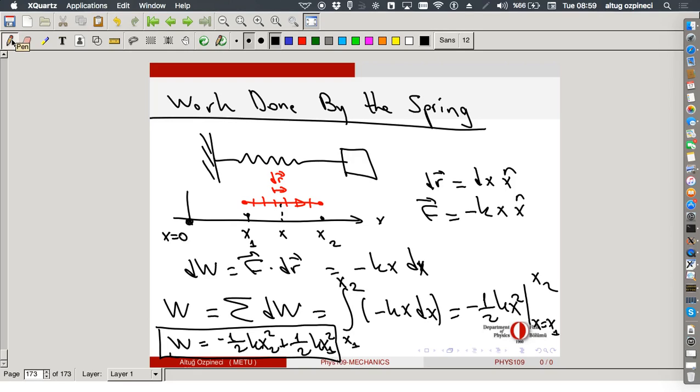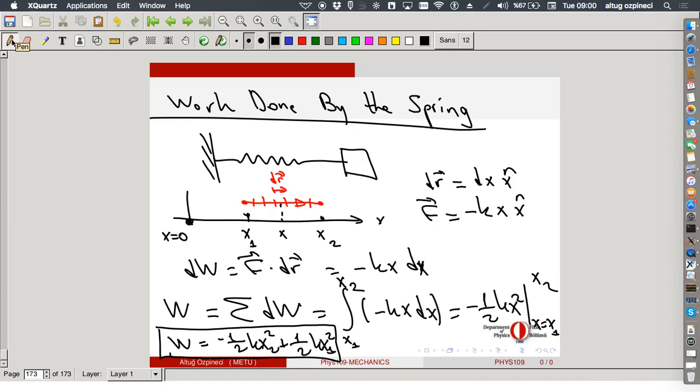Okay, so that means that, at least in this sketch, if x1 is closer to the equilibrium point than x2, the spring force is in this direction, the displacement is in the opposite direction, so the work done should be negative. So the spring does negative work. So let's see if that is satisfied. x2 is larger than x1. So this term has a larger magnitude than this one. So we are subtracting a large number from a smaller one. The sum is negative. So here we have a negative work done.